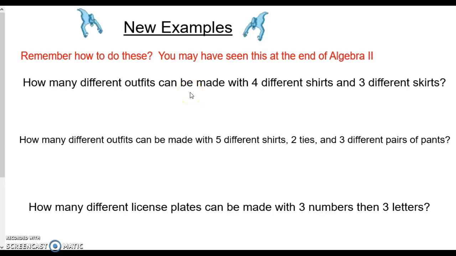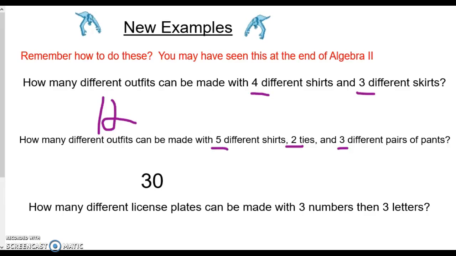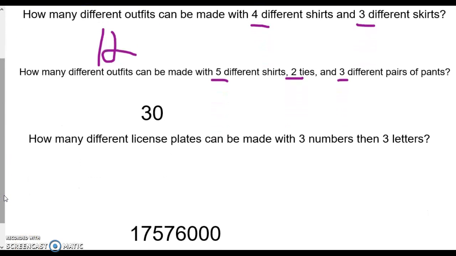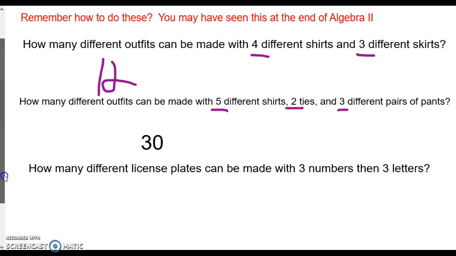First one, how many different outfits can be made with 4 different shirts, 3 different skirts? All we have to do is take this number here for our different shirts, multiply it by this number here for the different skirts. 4 times 3, we are going to get 12 outfits. That's it. Next one, there are 5 shirts, 2 ties, and 3 different pairs of pants. So you are going to multiply 5 times 2 times 3, and you are going to get 30.